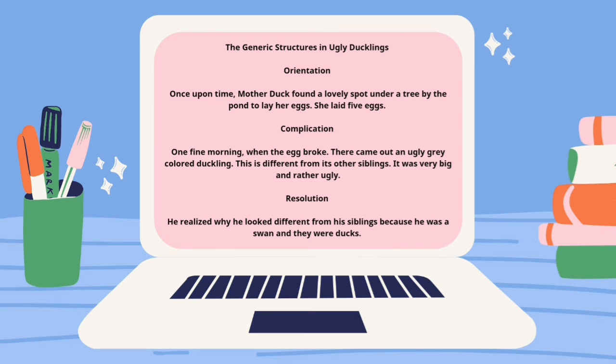The generic structures in the Ugly Duckling. Orientation. Once upon a time, Mother Duck found a lovely spot under a tree by the pond to lay her eggs. She laid 5 eggs. Complication. One fine morning, when the egg broke, there came out an ugly gray-colored duckling. This is different from its other siblings. It was very big and rather ugly.